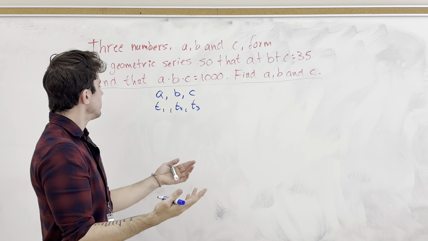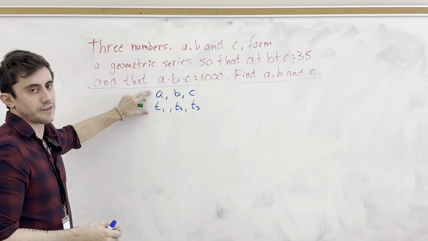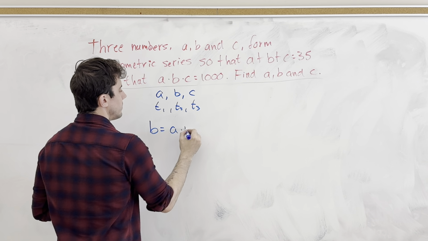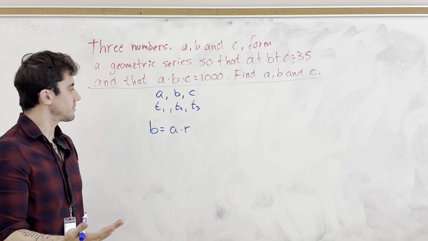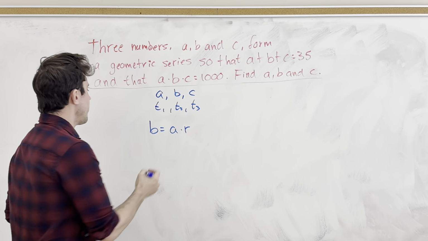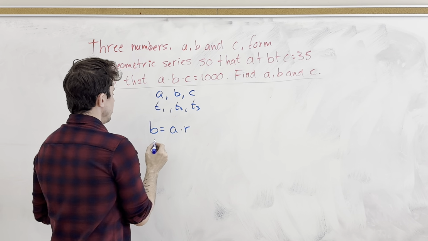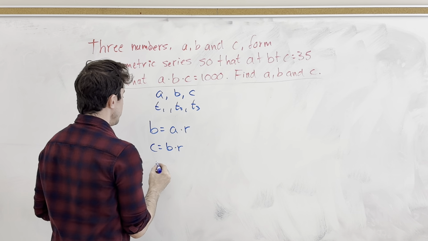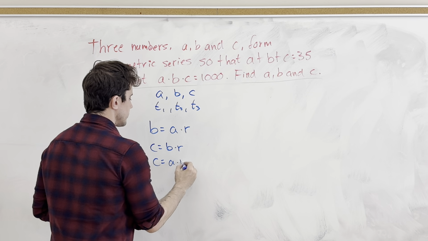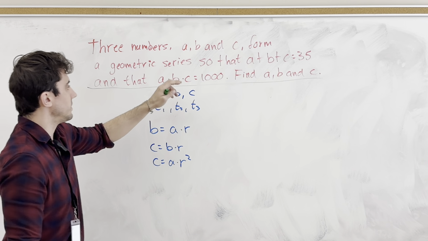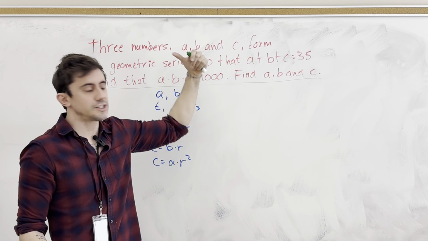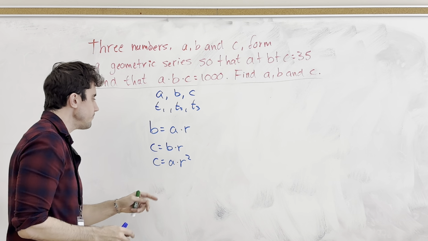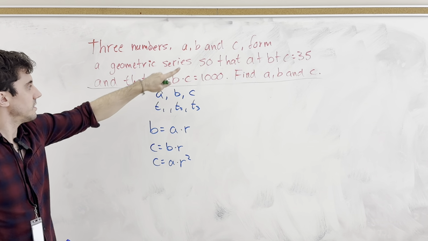Very generally speaking, since they're related in a geometric fashion, we can say that B is A times their common ratio, R, since they're part of a geometric series. Then since C is next along the way, C is B times R, which means that C is also A times R squared, since C is two terms down from the A term. And so now we can set up a system of equations.